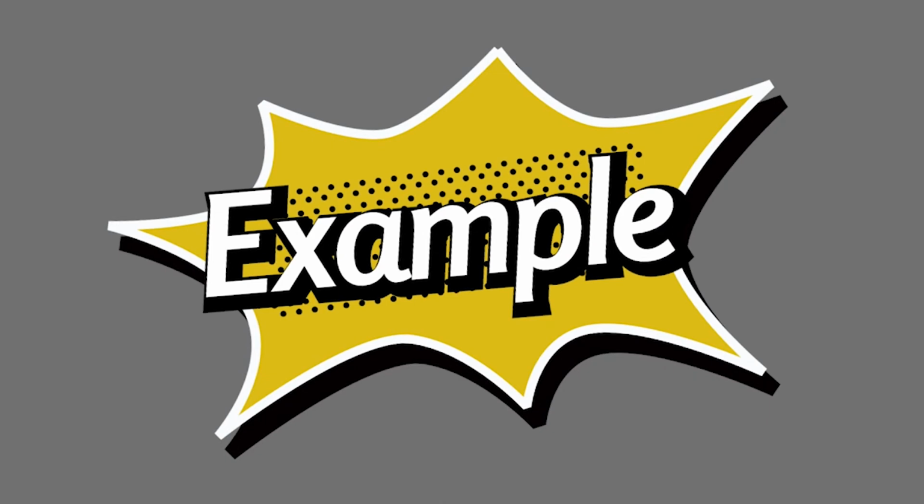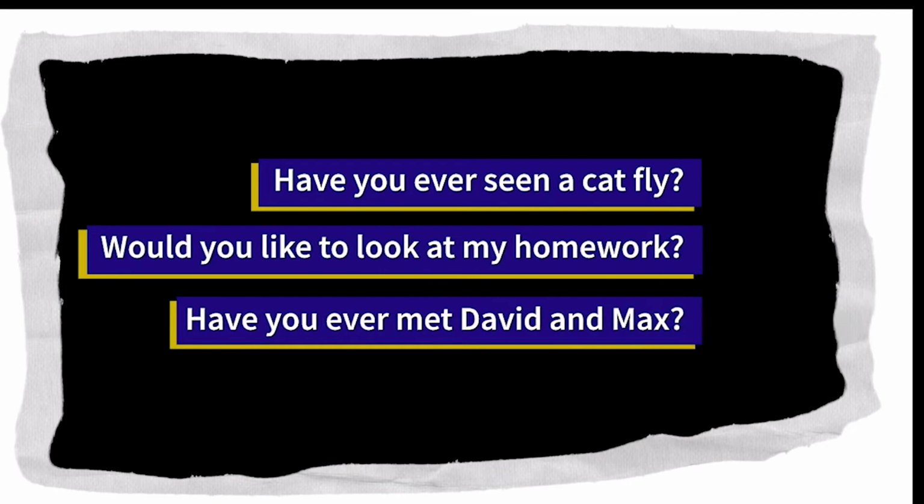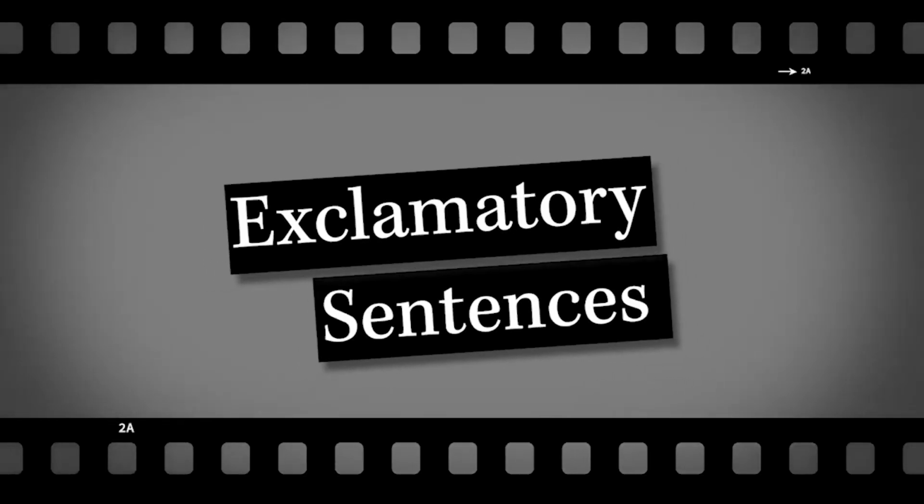Let's look at an example here so it kind of makes sense for us. So, have you ever seen a cat fly? Would you like to look at my homework? Have you ever met David and Max? So, interrogative, I'm asking a question. Awesome. So let's move on to exclamatory sentences.